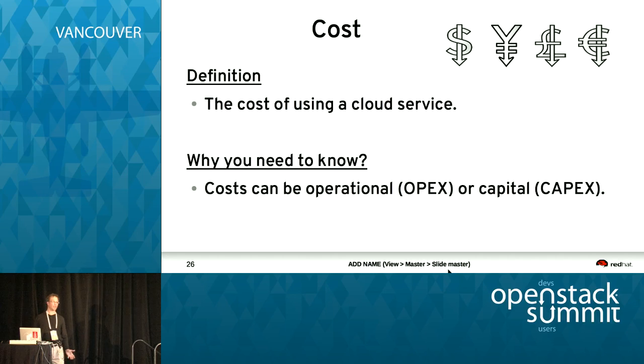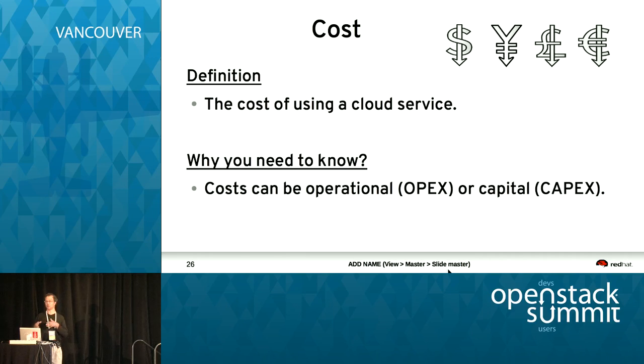So operational expense is an expense that you usually write off every month against a different kind of budget, and that is a set amount that is written off every month against a predetermined amount for some number of months or years. Capital expense is money that you lay out up front, and you need to write a large check in the beginning.